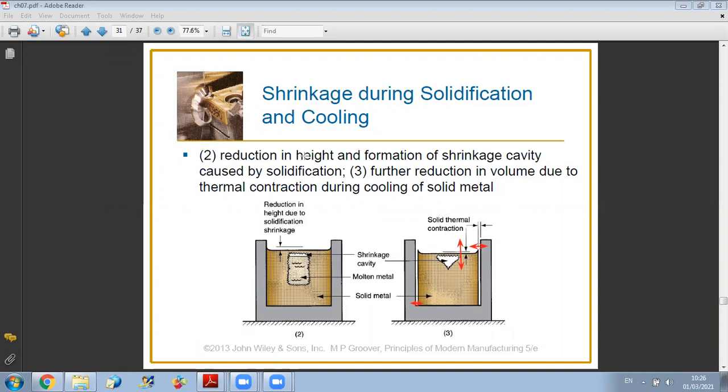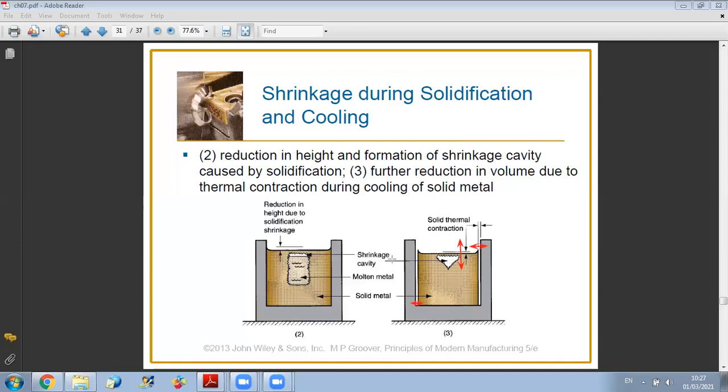So we have a reduction in height and formation of shrinkage cavity caused by solidification first, and then further reduction in volume is due to thermal contraction during the cooling of the solid metal. Now, as you can see here, during the cooling process, we will have formation of shrinkage cavity due to the shrinkage effect. Whenever you have a riser, the riser will reduce this effect a lot. So when you place your riser appropriately, you can lead to a closure of this cavity. So the presence of a riser is very important.